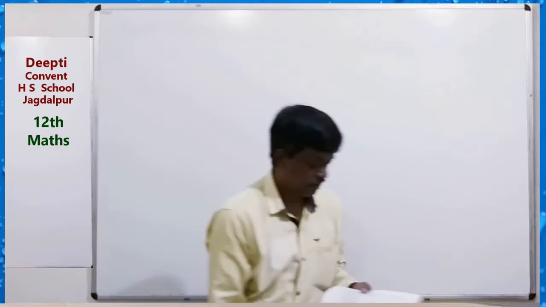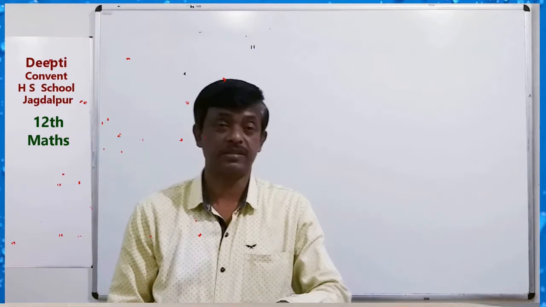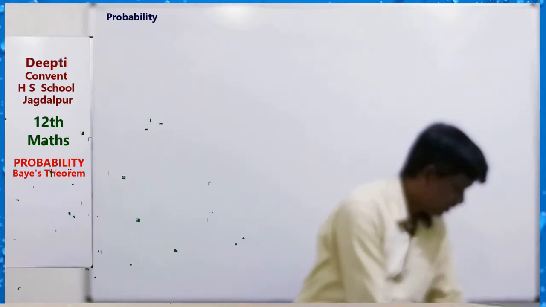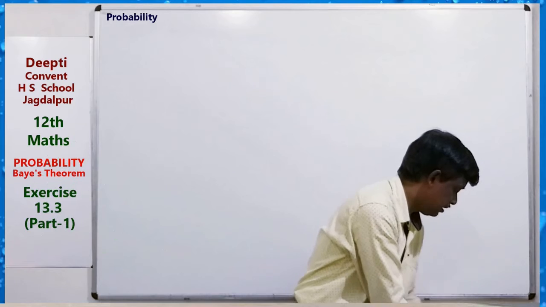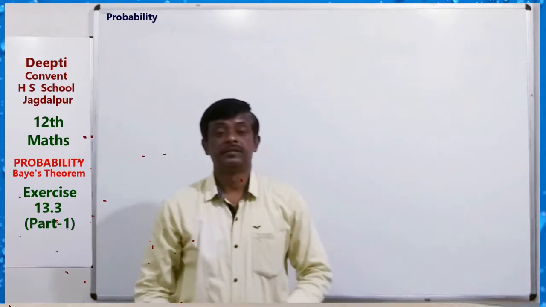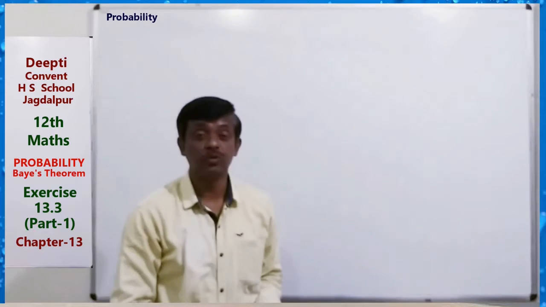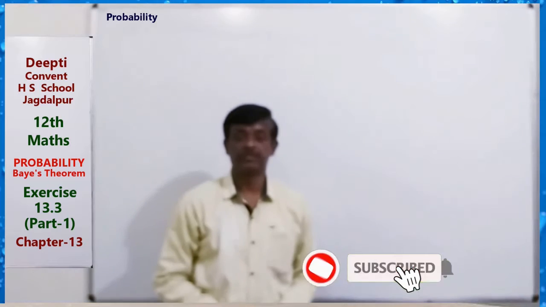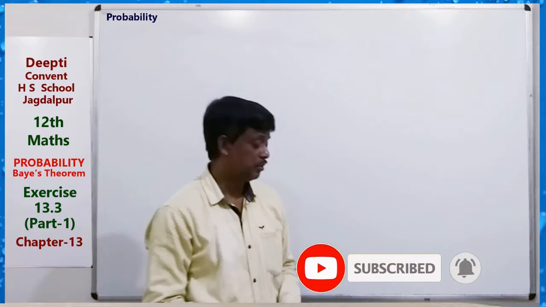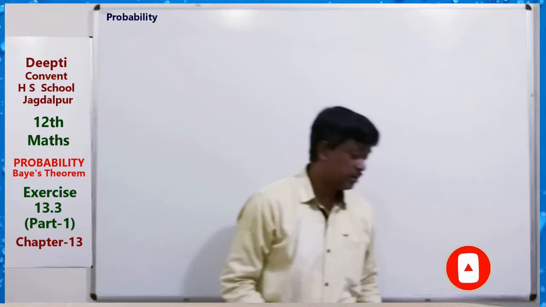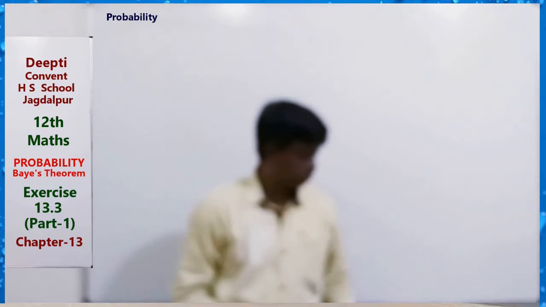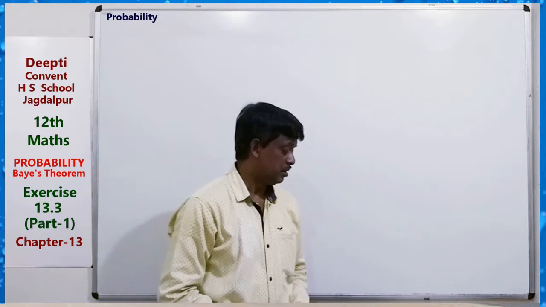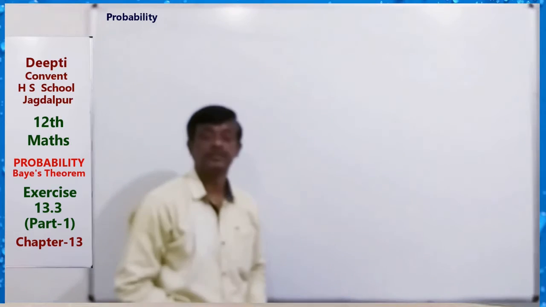Today I will discuss Bayes theorem. That is a probability chapter. In the previous class we have seen conditional probability, the multiplication rule of probability, independent events, etc. Bayes theorem depends on conditional probability. What is the main requirement for Bayes theorem? I want to discuss that.